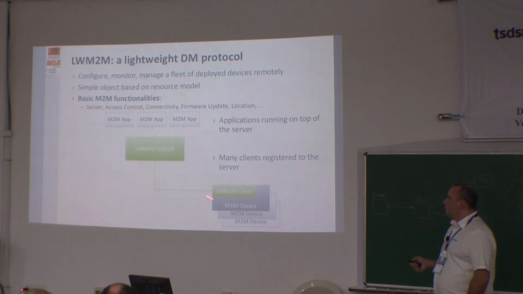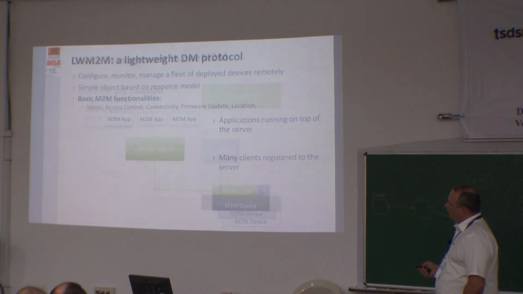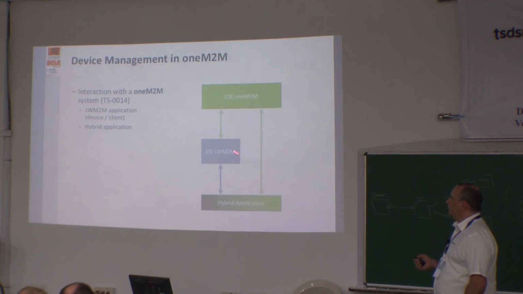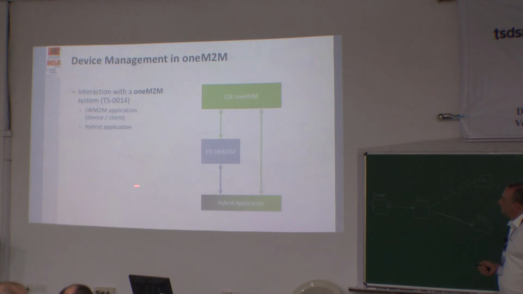So in lightweight M2M, you have some client on the devices, and this client can communicate with the server. The server will join and send information to the client to say, well, you need to update this firmware, you need to change this parameter. So we make a connection with lightweight M2M. In fact, it's only a new interworking proxy to make. And with this kind of feature, an application can communicate with the lightweight M2M and then send information to oneM2M, and you can interact with an application at this level.